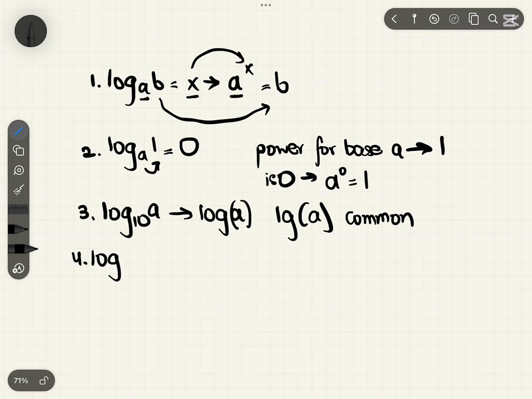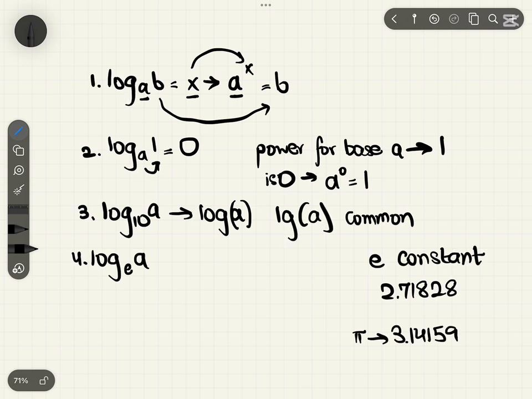And another log that's used often is log to the base of e. In this case, e is basically like a constant. This constant has a value of 2.718, or is approximated as 2.72, like pi has a value of 3.14159. This is also used for finding exponents or natural increase, growth or decay. So when we take logs to the base of e, we call them ln of a, or the natural log. Since they're used often, we don't write log to the base of e, we just write ln of a.